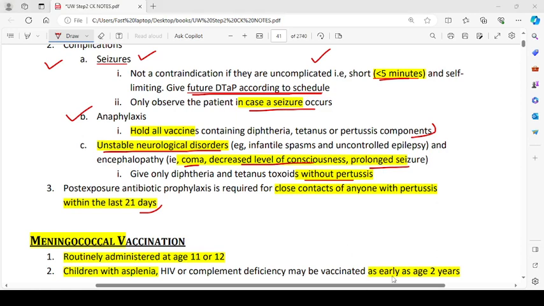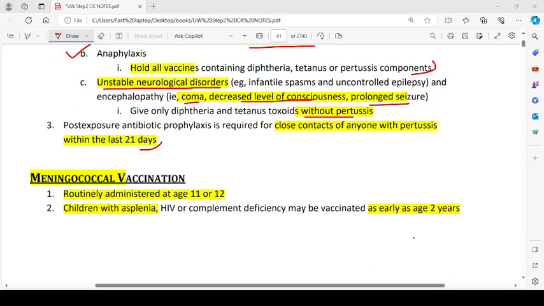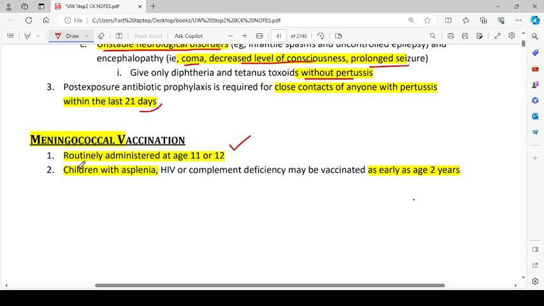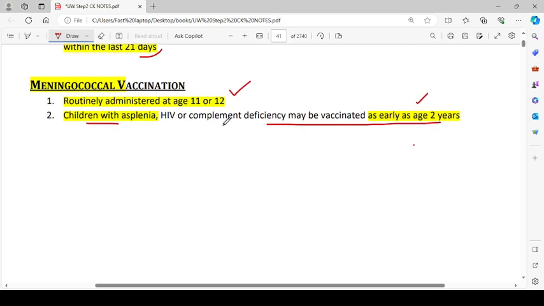Then we have the meningococcal vaccine. The meningococcal vaccine is routinely administered at age 11 to 12. Children with asplenia, HIV or complement deficiency may be vaccinated as early as age 2 years. Otherwise, the meningococcal vaccine is administered at age 11 to 12 years.